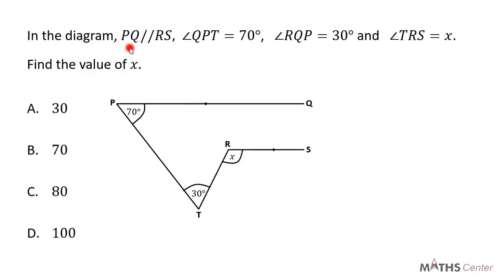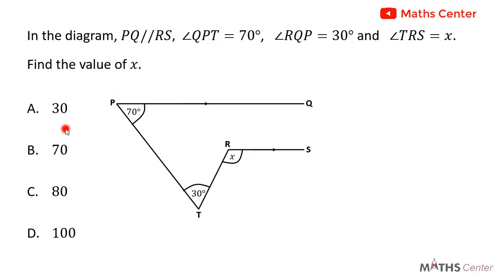In the diagram, the line PQ is parallel to the line RS. Angle QPT is equal to 70 degrees. Angle RQP is equal to 30 degrees. And angle TRS is equal to X. Find the value of X.